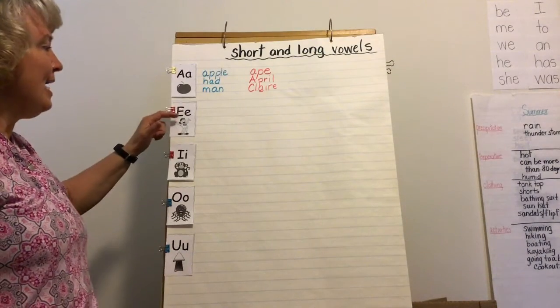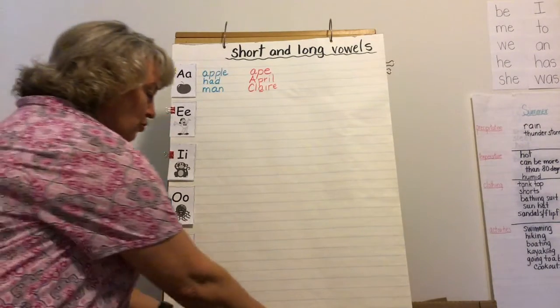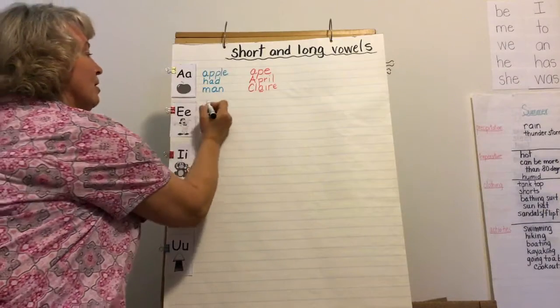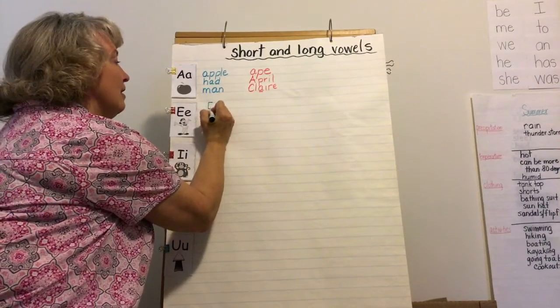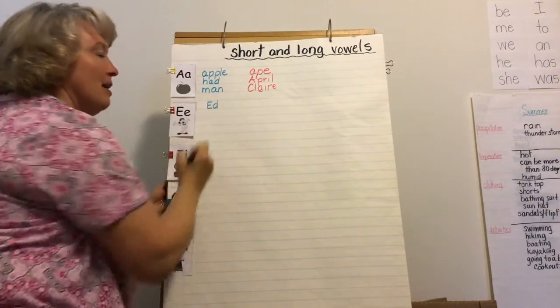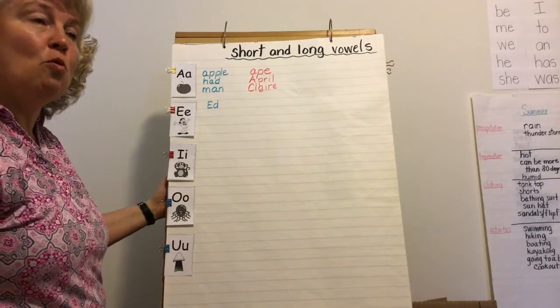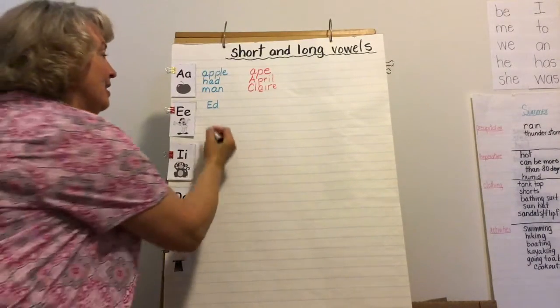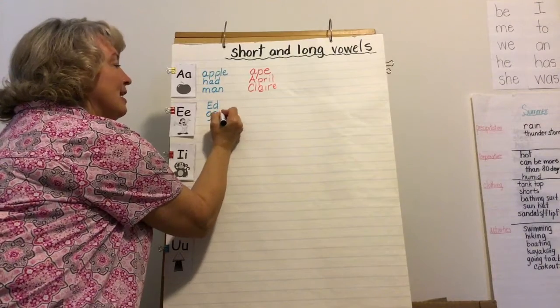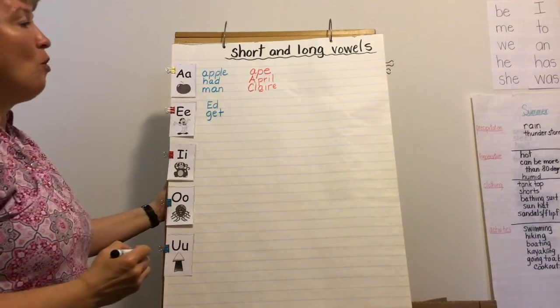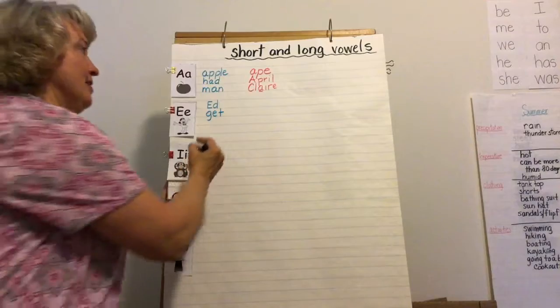Okay. E, ed. So the short sound, like ed. We could also use a word like get, get, get, or a word like elephant.